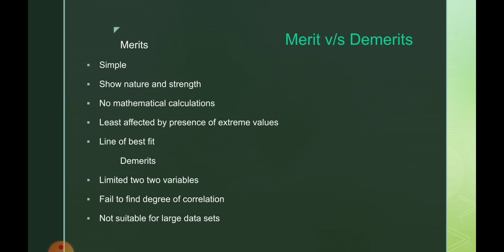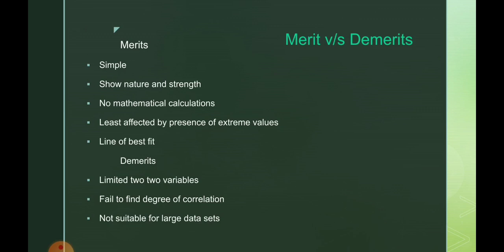Now we do have demerits here. First, it is limited to two variables. Limited to two variables means only two variables can be plotted on this graph; we can check the relation between two variables only. For multiple correlation and partial correlation, this method is not fit.